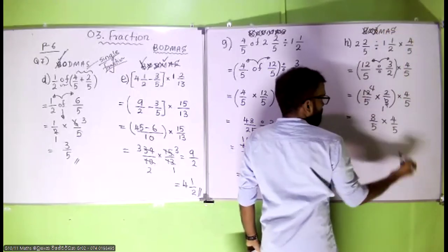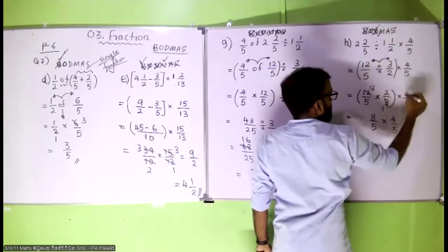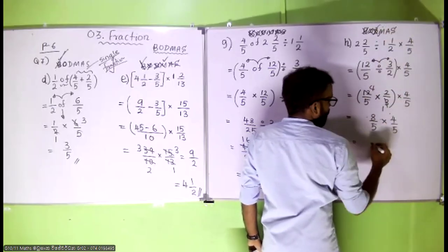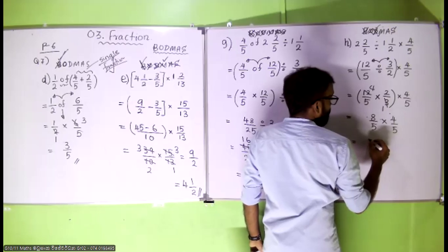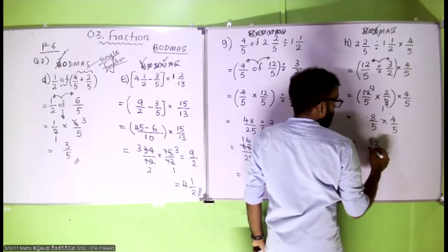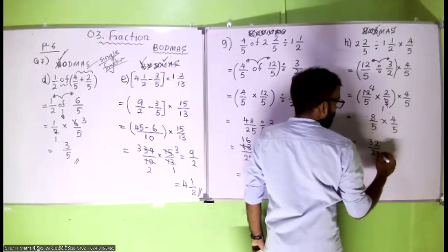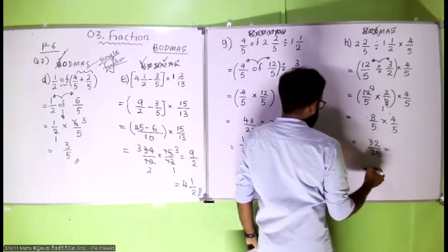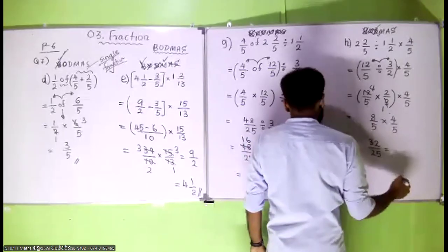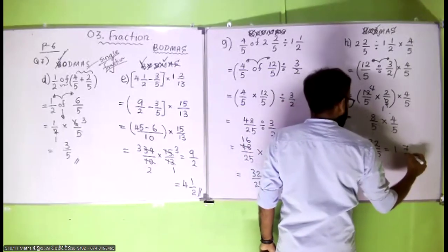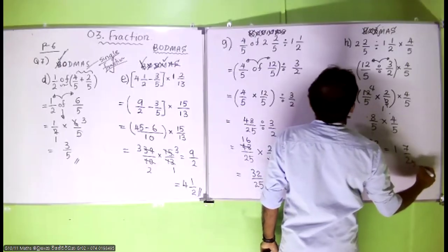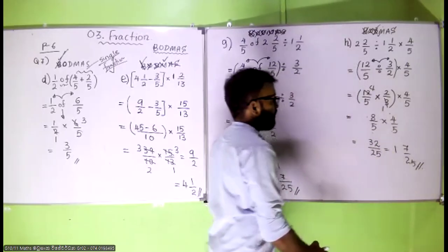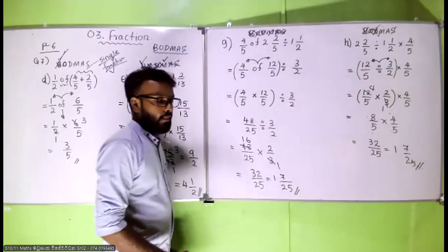Do we have multiplications? Yes. We are going to do this. Maybe here. Now we can simplify this. 8 times 4, 32. 5 times 5, 25. Equal mark. Again same thing, right? Yes. 1 and 7 upon 25.